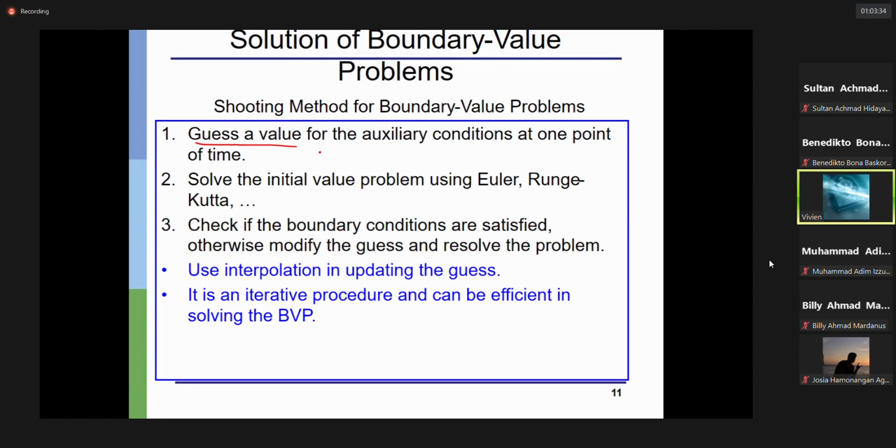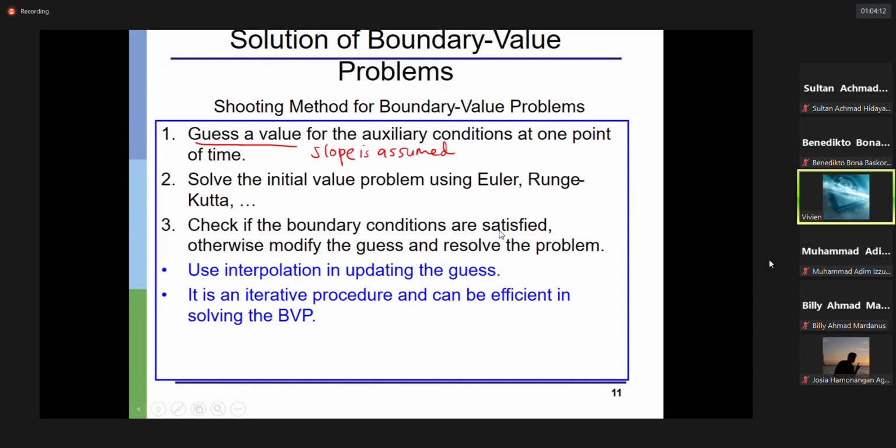In the previous example, we assumed the slope. So we take one value as the slope. As we've seen before in the shooting method, we can change the angle when we shoot it. So here the slope is assumed, and then we solve the initial value problem using Euler or other Runge-Kutta methods and check if the second boundary condition is satisfied.